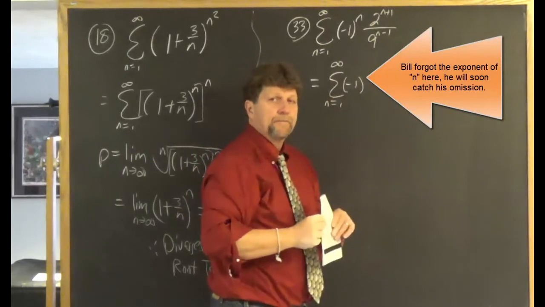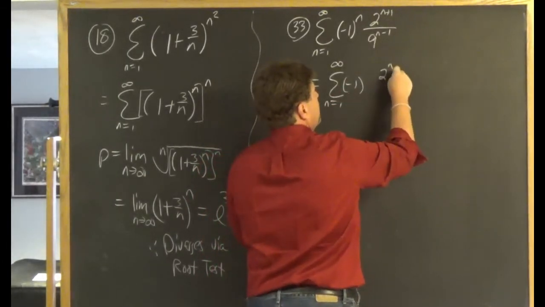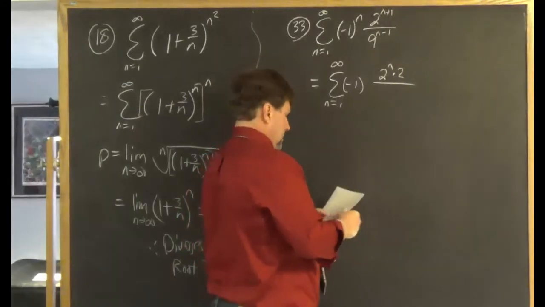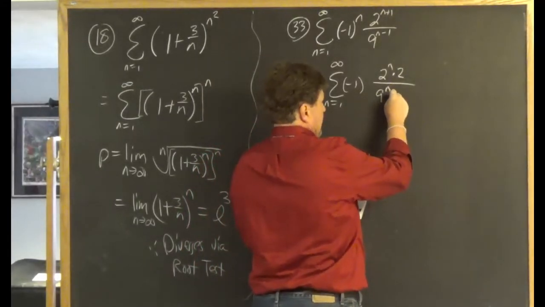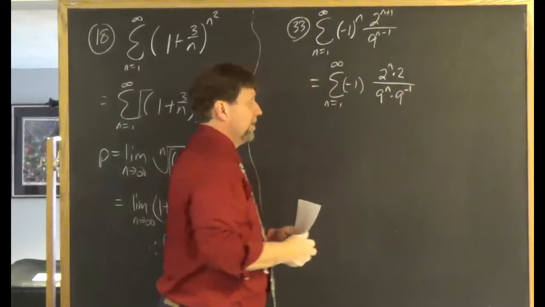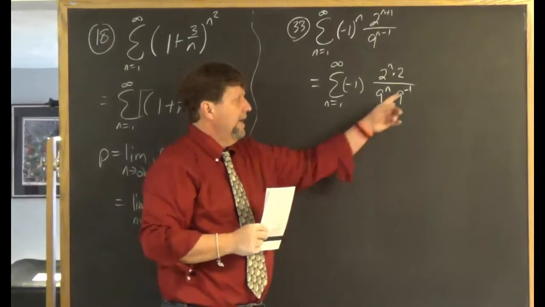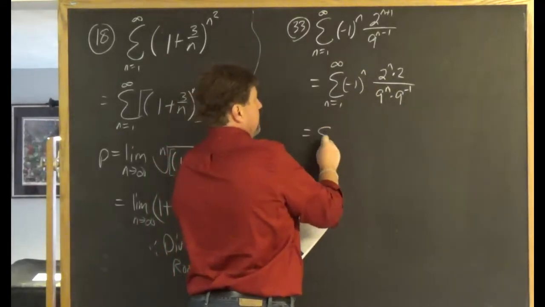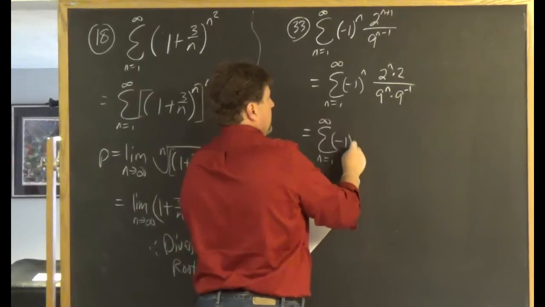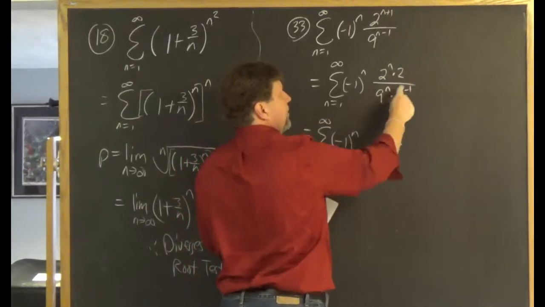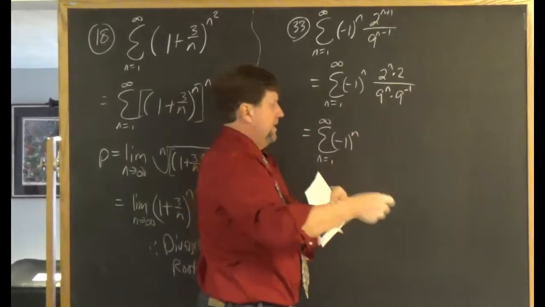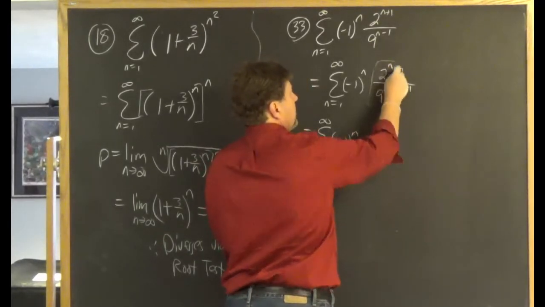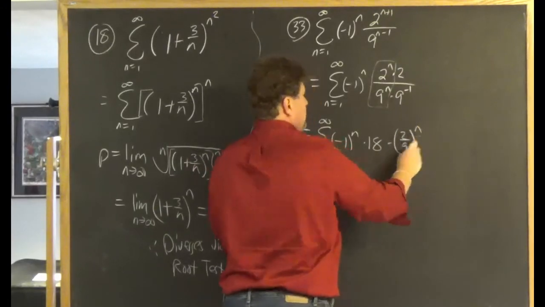2 to the n plus 1. Well, 2 to the n plus 1 is 2 to the n times 2. Rule of exponents. 9 to the n minus 1. Well, that's 9 to the n times 9 to the negative first. I can get rid of this negative exponent by moving it upstairs. It would become 9 to the first. Oops, I left off my n there. So if I move this up here, and it's 9 to the first, look, I'd have a 2 times 9, which is 18. And then notice I have a 2 to the n over 9 to the n. That's 2/9 to the n.